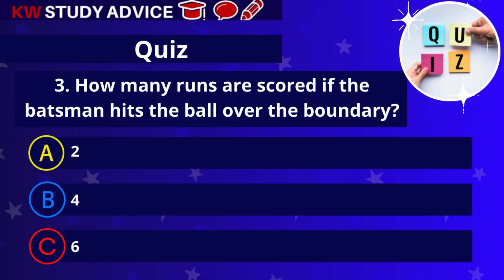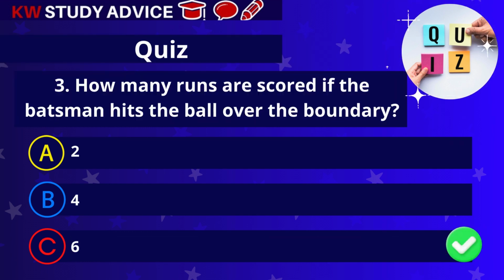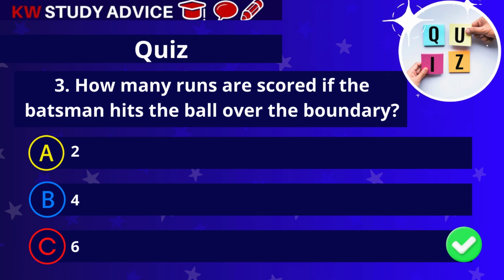Question number 3. How many runs are scored if the batsman hits the ball over the boundary? Is it A, 2, B, 4, or C, 6? And the correct answer for question 3 is C, 6.